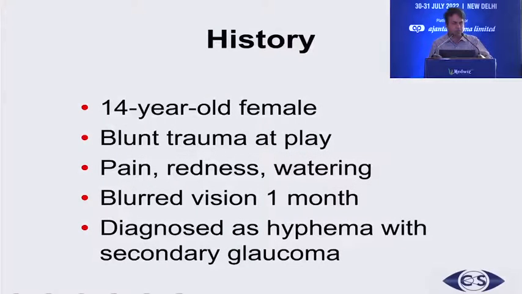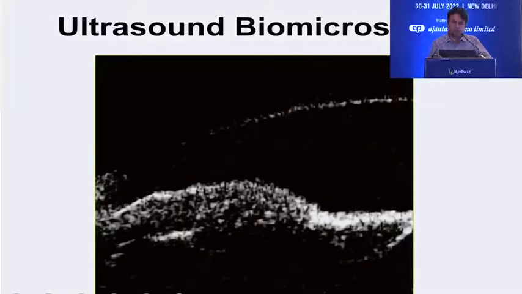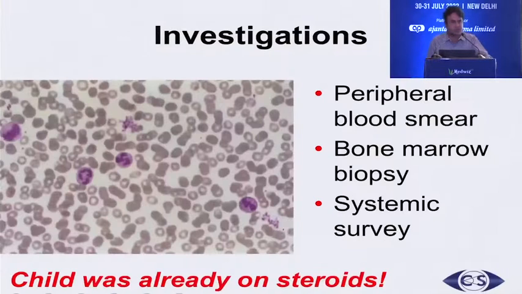This was a 14-year-old child who had a blunt trauma, and she presented with hyphema with very high intraocular pressure, not responding to conservative medical management. She was already on oral steroids. When we did imaging, we realized that the iris was actually thickened, and traumatic hyphema, that is definitely not going to happen.